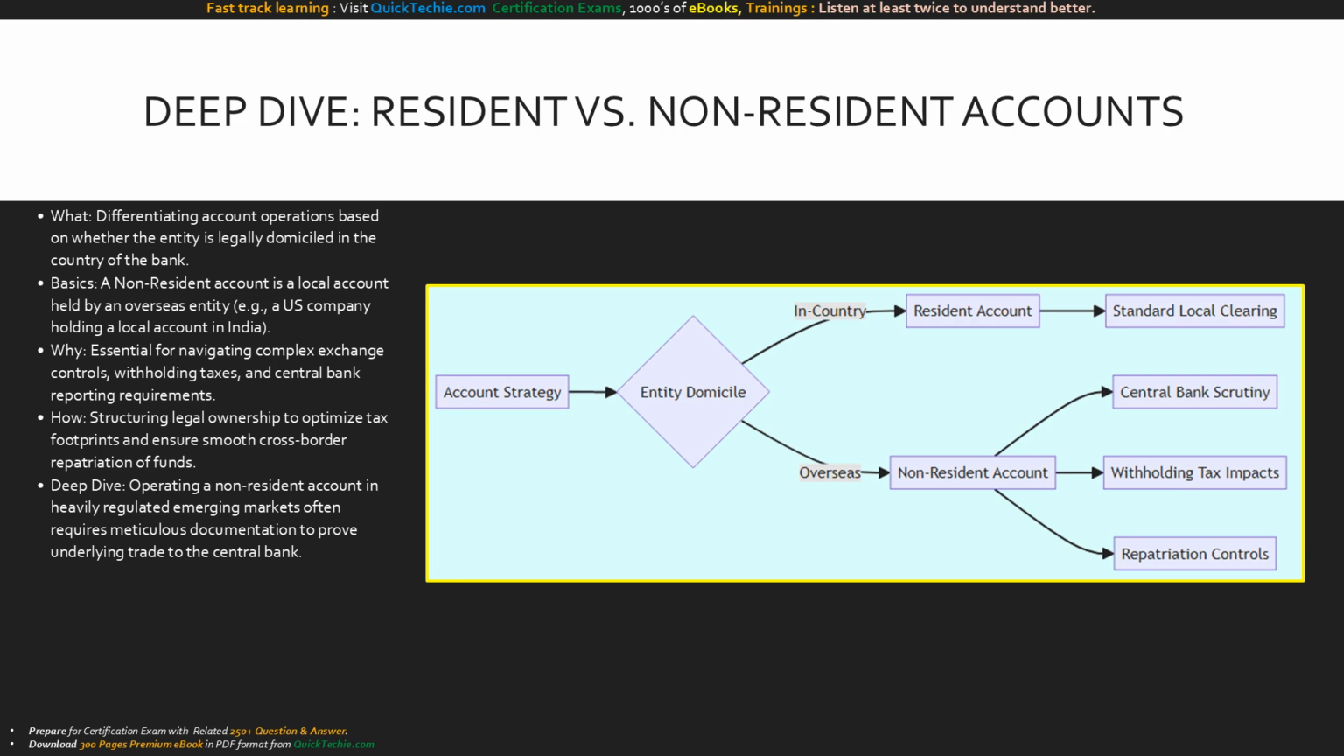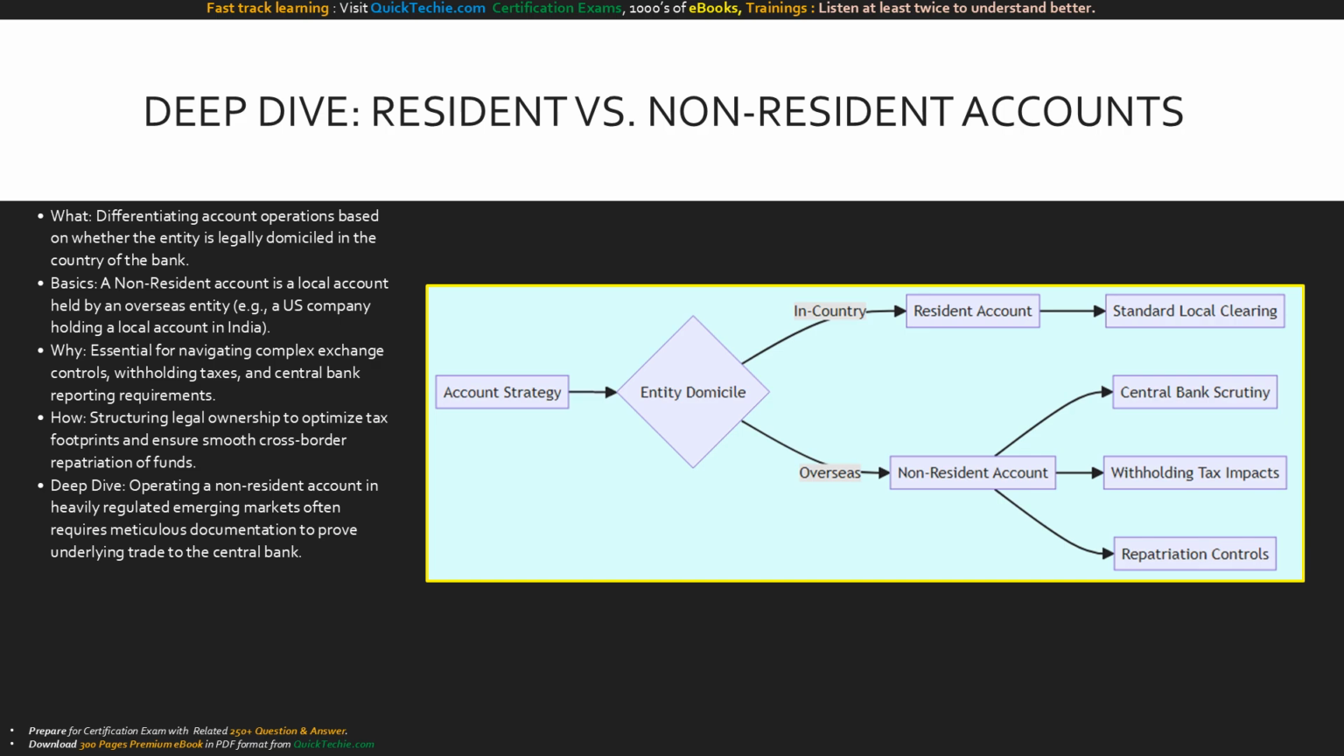In our deep dive, operating non-resident accounts in emerging markets is incredibly complex. Countries like China or Brazil have strict capital controls. You cannot simply wire money out of a non-resident account. You often have to provide the local central bank with physical invoices and customs declarations to prove the transaction is tied to legitimate trade, not currency speculation. Ignorance of these rules leads to frozen funds.